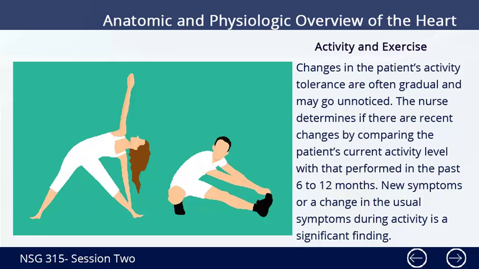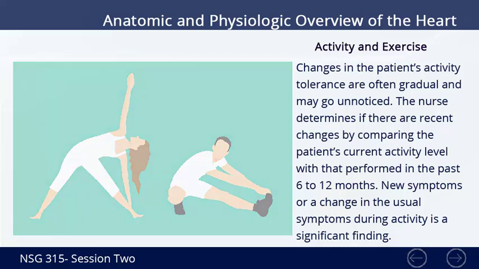Activity and exercise. Changes in patient activity tolerance are often gradual and may go unnoticed. The nurse determines if there are recent changes by comparing the patient's current activity level with that performed in the past 6 to 12 months. New symptoms or a change in the usual symptoms during activity is a significant finding.